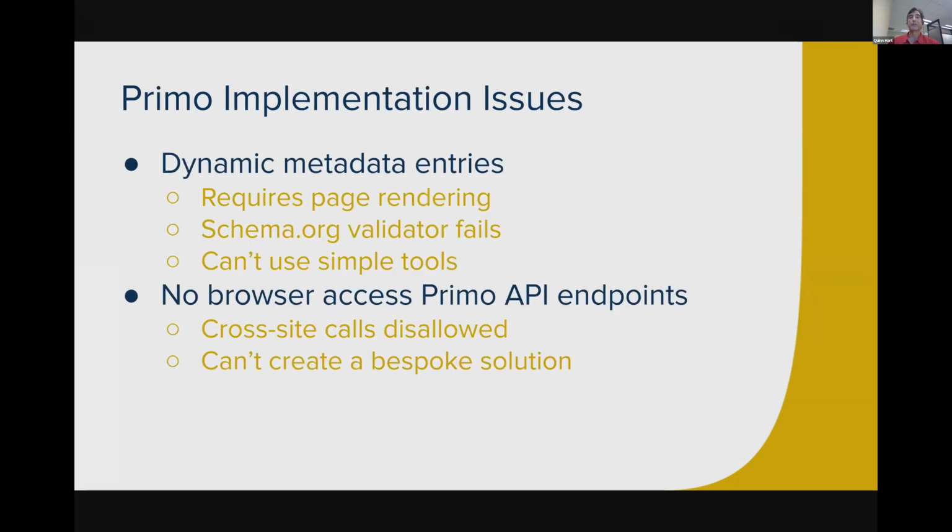But that has problems as well. There is no browser access allowed to that Primo API endpoint. By default, browsers won't allow you to make calls to cross-site APIs, meaning APIs on a different site, unless that API explicitly allows it. And the Primo APIs don't allow that. So even if we wanted to create a web component that accessed that JSON to build this, we wouldn't be able to do that either.